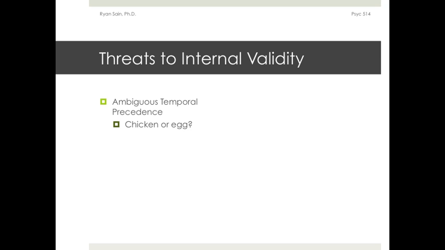Right? So you need to make sure you have independence of measurements. You need to make sure that the cause, the independent variable, really does come before the dependent variable, and that the dependent variable can't in turn affect the independent variable at all.